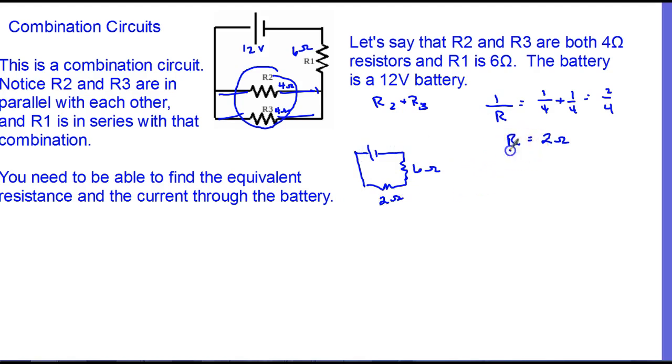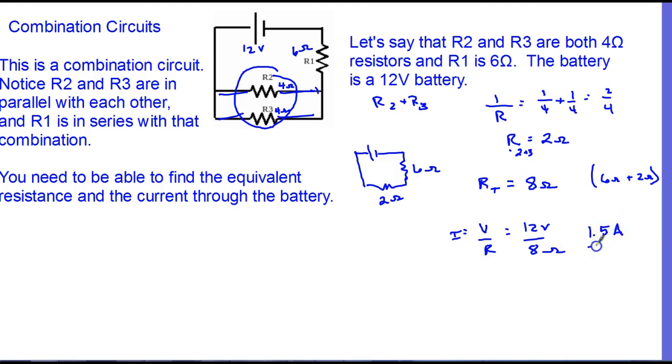So now to find the total equivalent resistance, it's just going to be 8 ohms, 6 plus 2. Okay, and now to find the current through the battery, it's going to be I equals V over R, and that's 12 volts divided by 8 ohms, and 8 will go into 12 1.5 times. 1.5 amperes, and again, even 1.5 amperes is a lot of current.